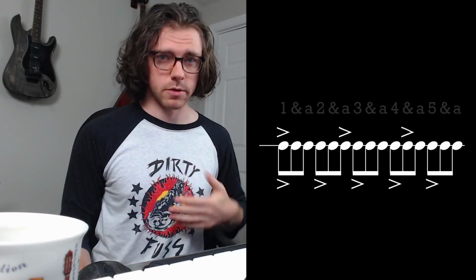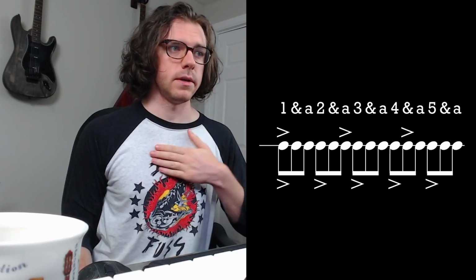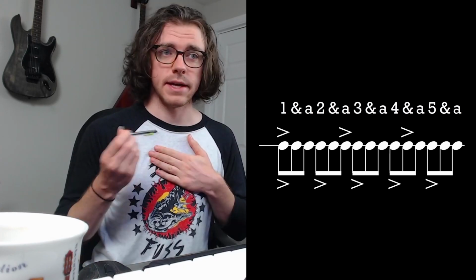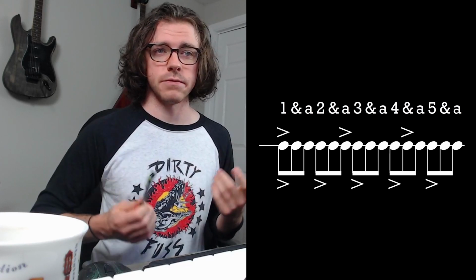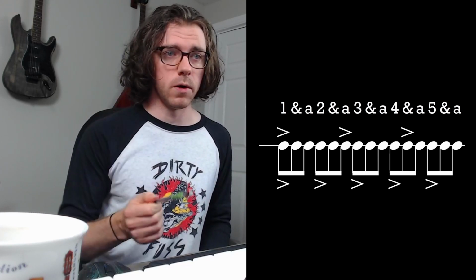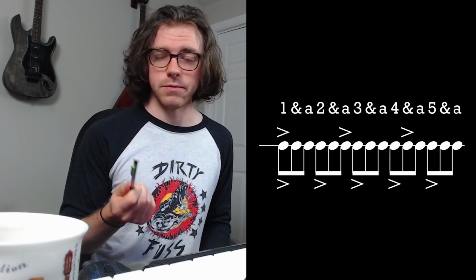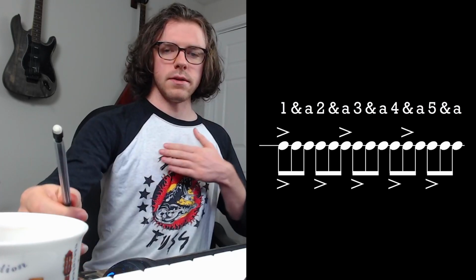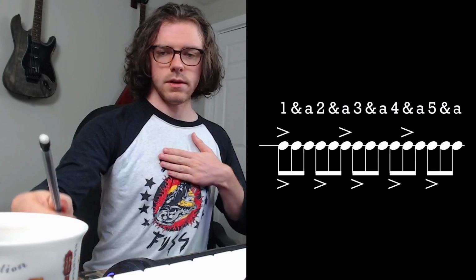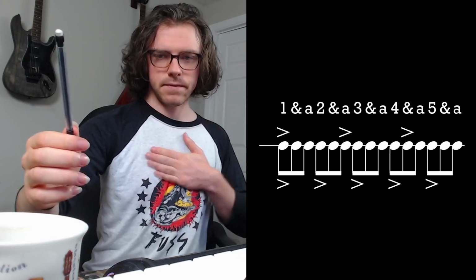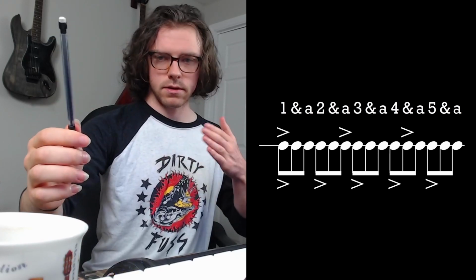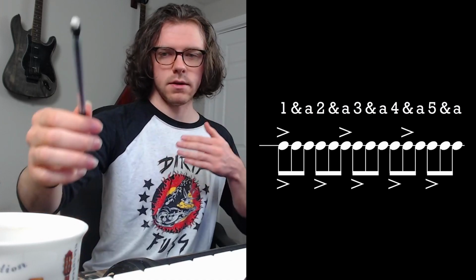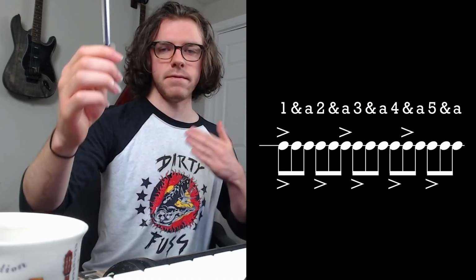So counting out my triplets, 1 and 2 and 3 and 4 and 5 and 1. That's my 5. If we look at where the accents fall for the 3, I'm on 1, the and of 2, and the and of 4. Let's try it slow. 1 and 2 and 3 and 4 and 5 and 1 and 2 and 3 and 4 and 5 and 1.